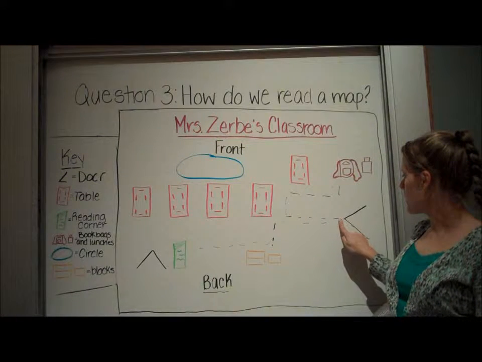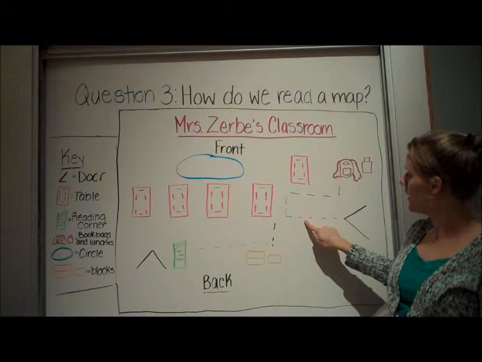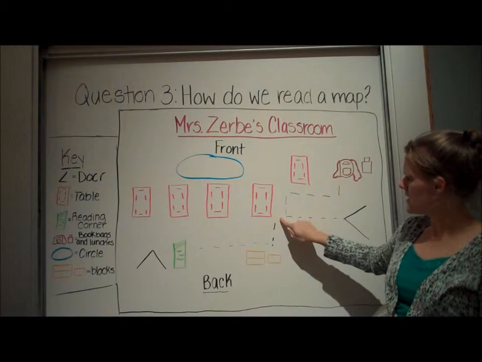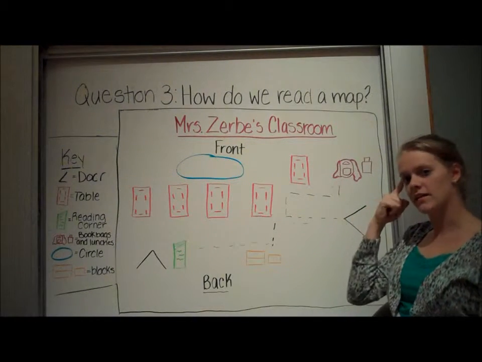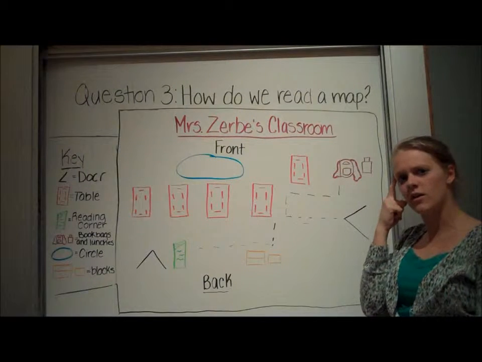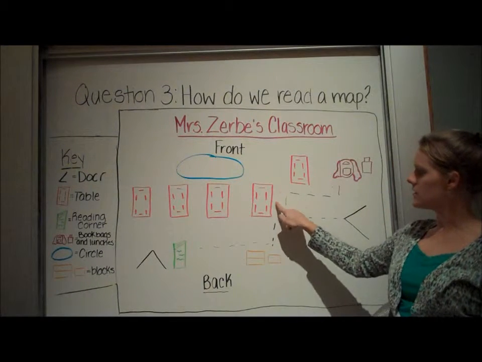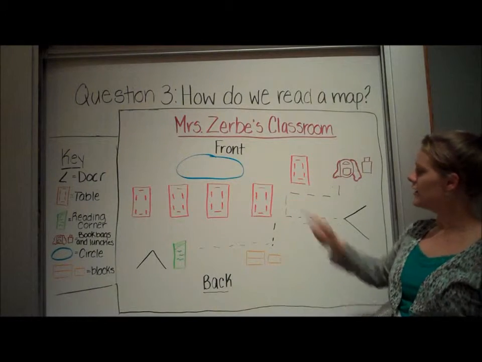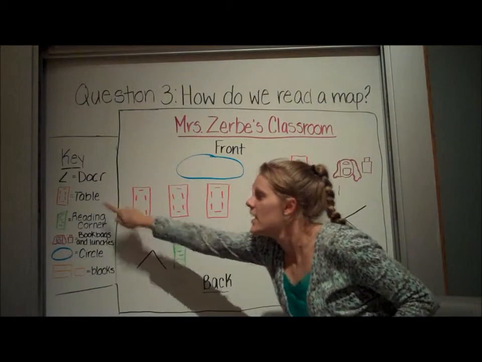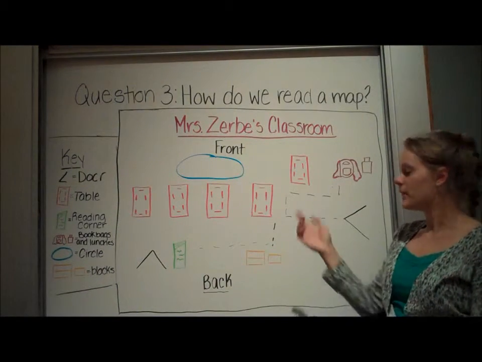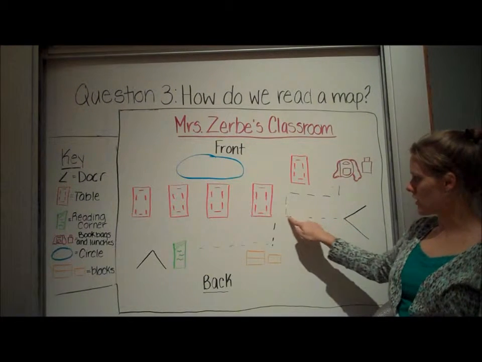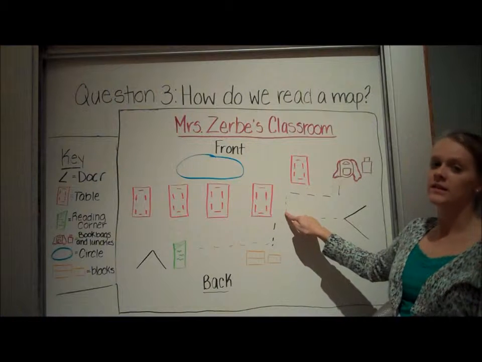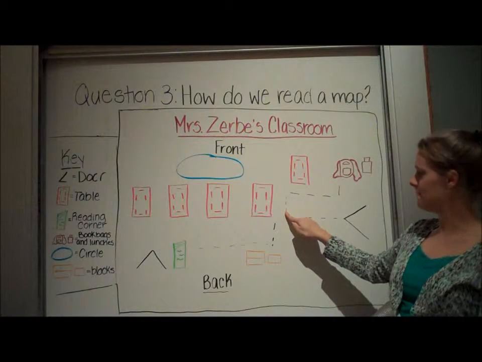So let's say I walk in through the door, and then I see all of these rectangular things. Again, I'm going to think, where should I go to figure out what these are? I'm going to look at my key, and I'm going to know that they're a table. So once you walk in through the door in Miss Zerby's classroom, you're going to come to all of our tables. Yes, that's where you all sit.